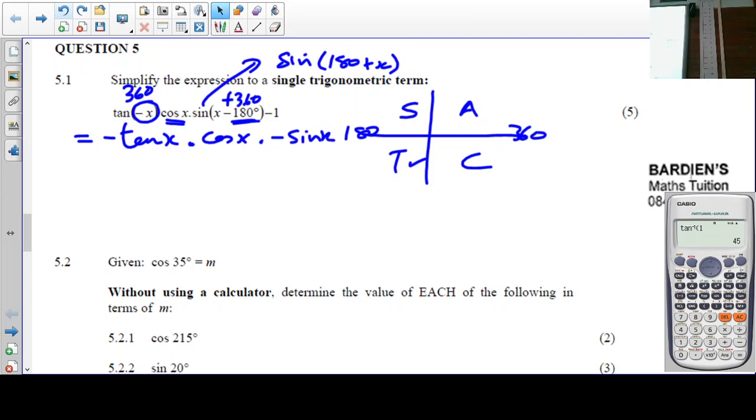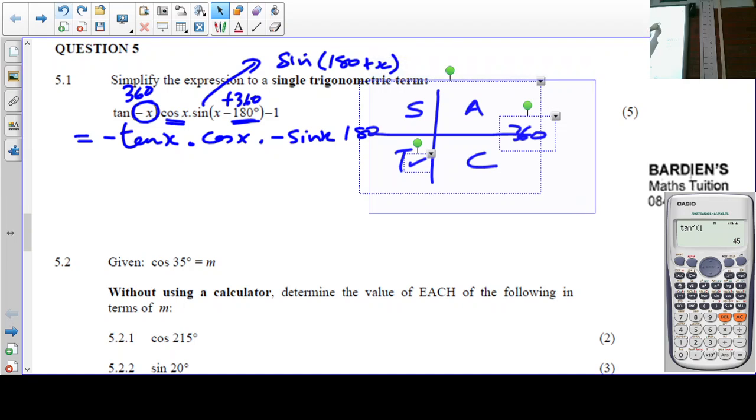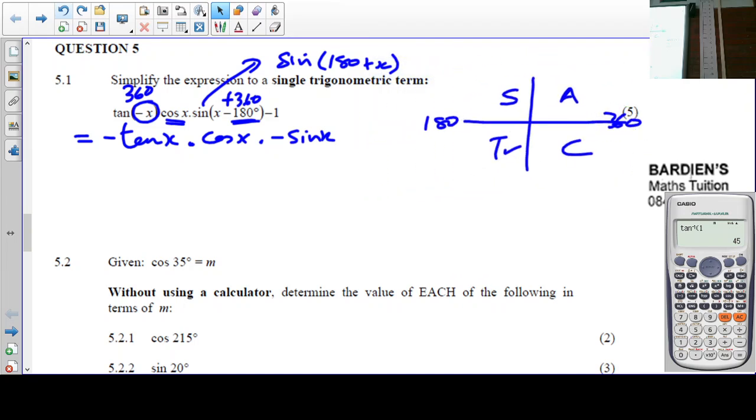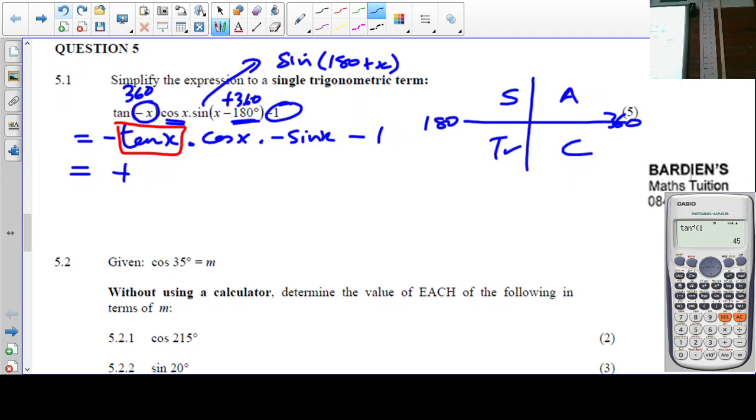Okay? Move that over. Minus 1, which is this minus 1 here. Okay? So we always change tan because I want to simplify. So tan can be written as sine over cos. Negative times negative is positive. So tan we say is going to be sine over cos times cos x times sine x minus 1.